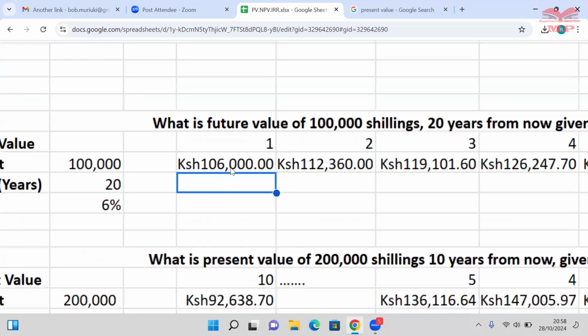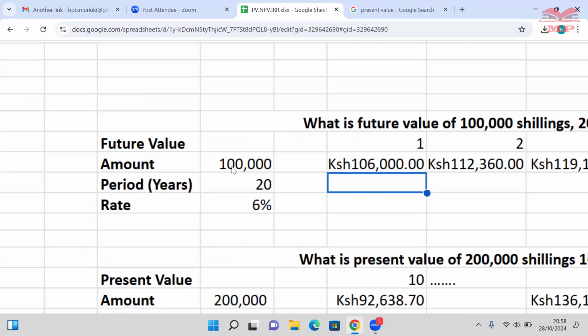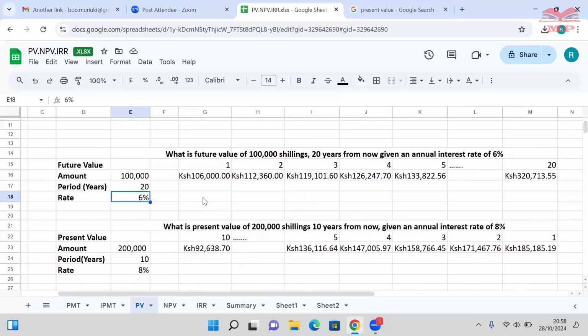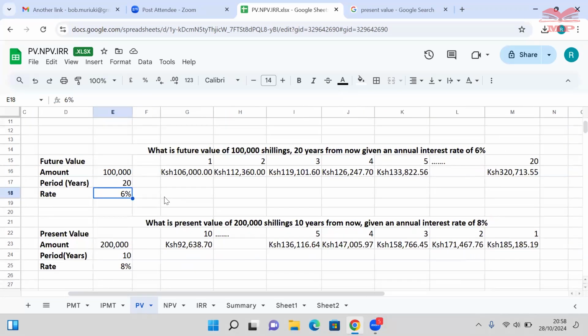So I have 100,000. I'm investing it for 20 years at the rate of 6% per annum. This is the annual interest rate. So what will the value of that money be? What I've done here is I've gone 1 year, 2 years, and 3 years, and so forth until 20 years from now. So we want to see how does it change every year. For the first year, how do we use these numbers in the FV function?